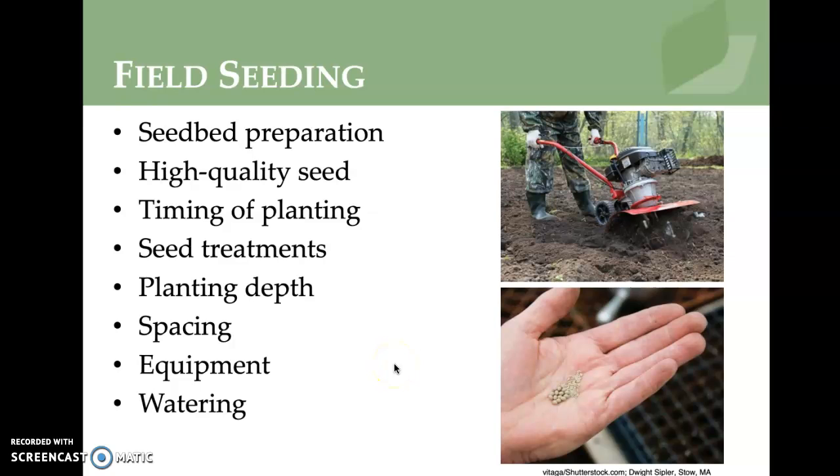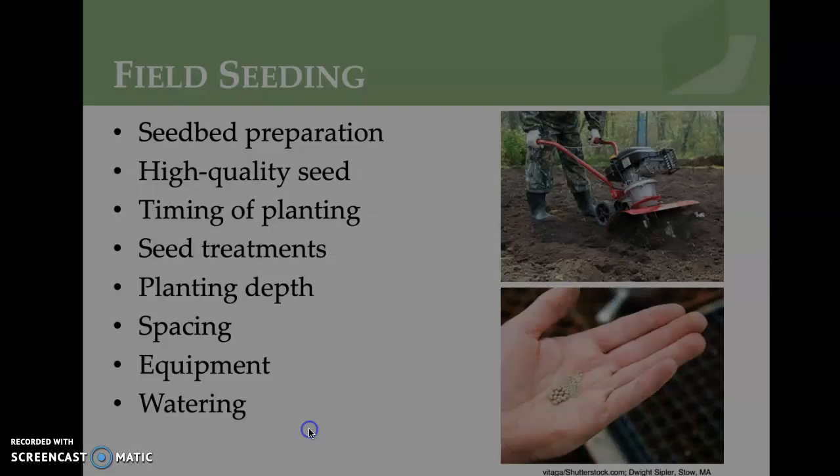Make sure you have the planting depth correct. If I have a seed that needs to be 1/4 of an inch in the soil versus 1 inch, I could be basically planting it too deep and nothing will come up. Spacing. This is a big factor with your plants. If I don't have them spaced correctly, they're going to compete with each other and basically kill each other. I need to have the appropriate equipment to do planting, and I need to water it.